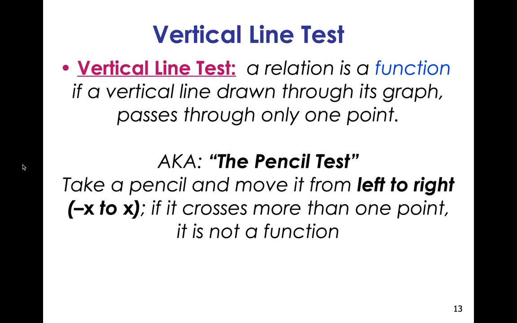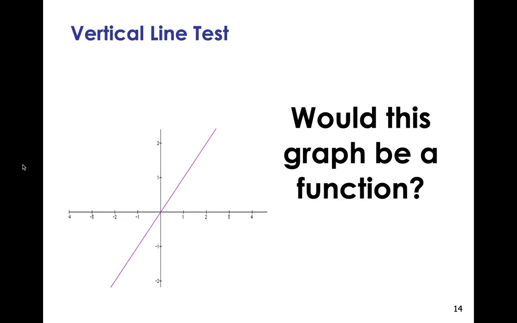The last representation is going to be from a graph. From the graph, we do something called the vertical line test, where we draw a vertical line through its graph and we want it to pass through only one point. Sometimes we call this a pencil test, where you will move your pencil from left to right to see if it crosses more than one point. Here's what that looks like.